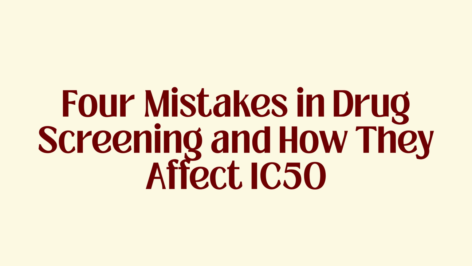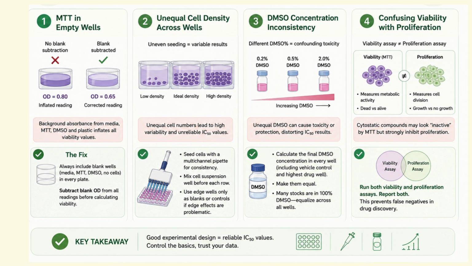4 mistakes in drug screening and how they affect IC50. Mistake 1. MTT in empty wells. The fix: Always include blank wells, media, MTT, DMSO, no cells, in every plate. Subtract blank OD from all readings before calculating viability. Without this correction, background contributes to every viability value.